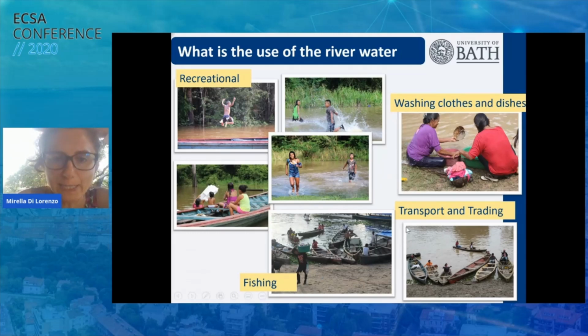The first study that our colleagues from Colombia did was about the use of the water. So how the community used the water in the remote areas of the Amazon, and there are many sorts of use of this water. Kids use it for fun, so they play in the water. They wash clothes in the water. Water is also a means for transport and trading from one community to another. Many communities in the Amazon, if not all, can only be reached via water. And of course, fishing. As I said, fish is in the daily diet of these communities.